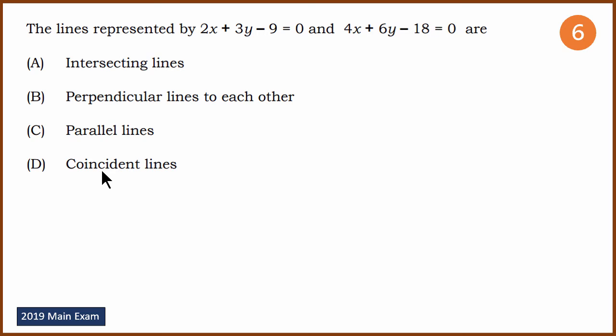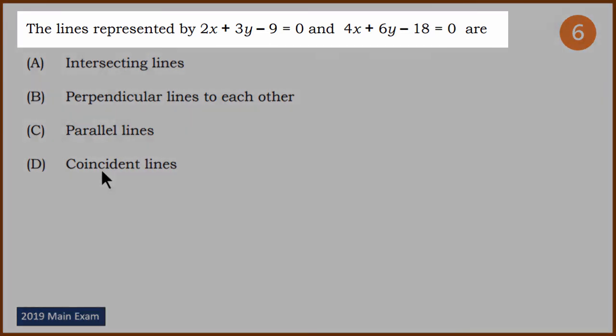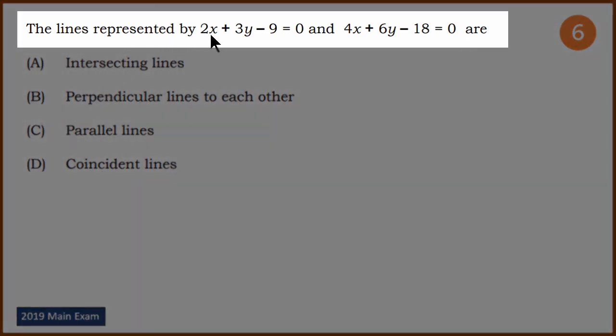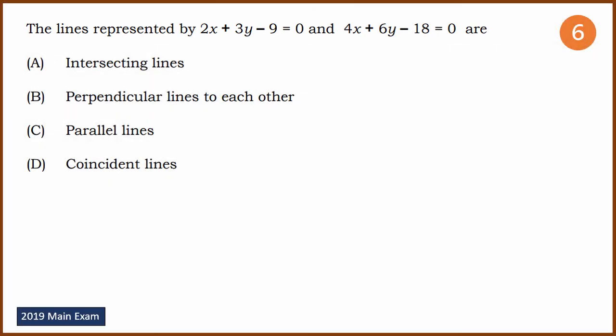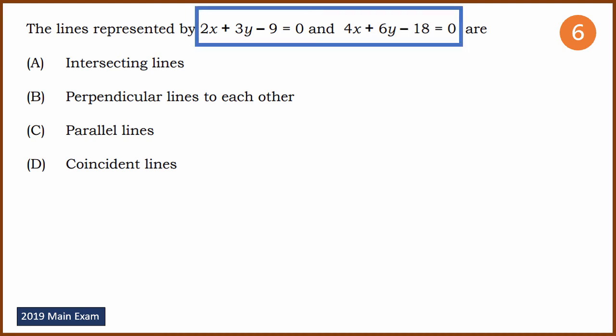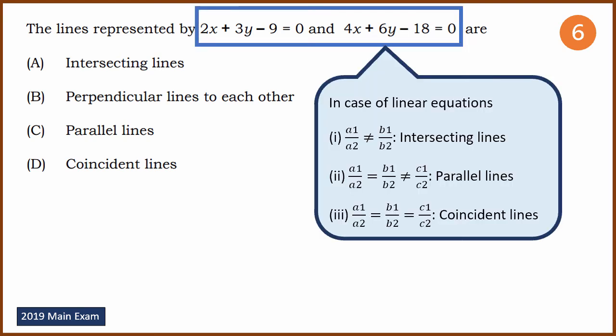Now in this case, they've actually given values. Instead of saying a1, b1 and so on, they've given the values. So 2x plus 3y minus 9 equals 0 is the first equation. 4x plus 6y minus 18 equals 0 is the second equation. And they've asked whether the lines represented by these two are intersecting lines, perpendicular lines, parallel lines or coincident lines. What kind of lines are they? We need to find the ratio of the coefficients. That's how we can tell what kind of lines they are.